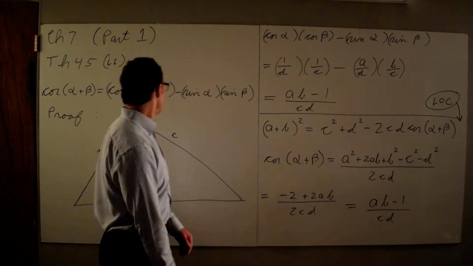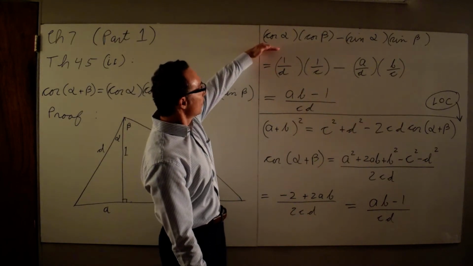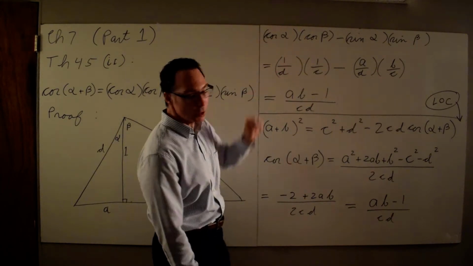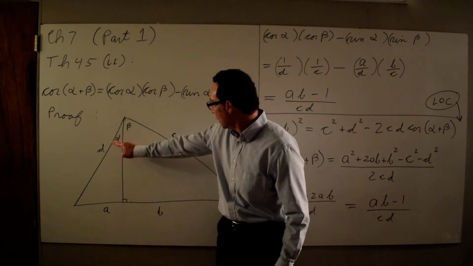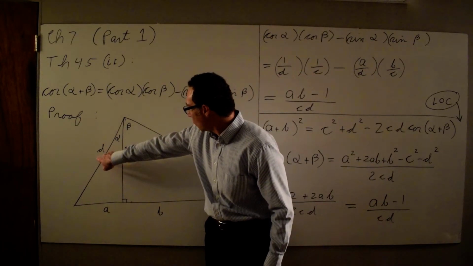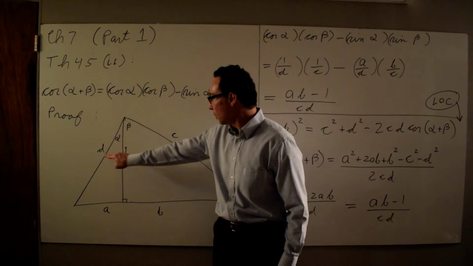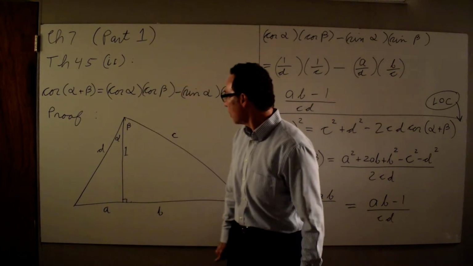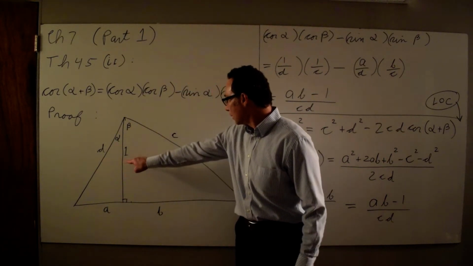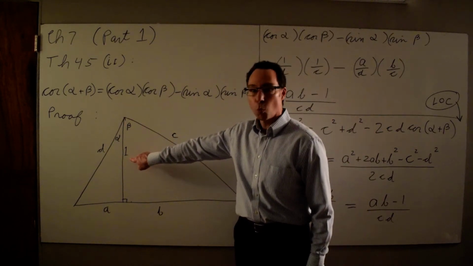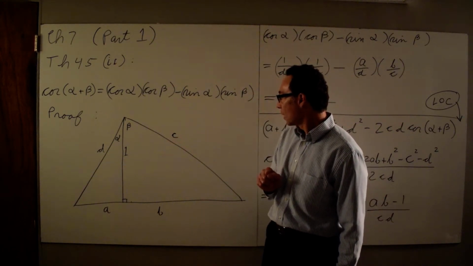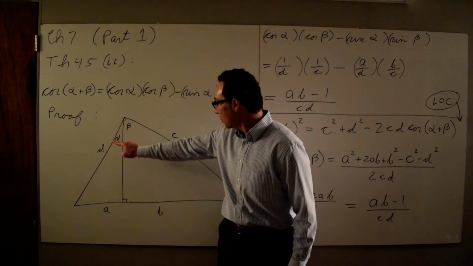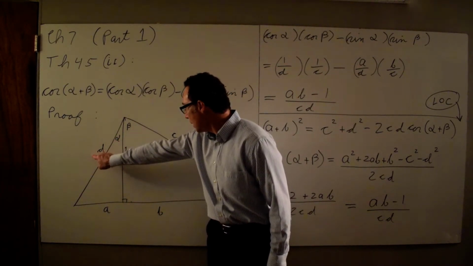To start with, we look at this part of it, and from our triangle, what is cosine of alpha? Cosine of alpha is adjacent over hypotenuse, so cosine of alpha is 1 divided by d. Then what is cosine of beta? Cosine of beta is adjacent over hypotenuse, so it's 1 divided by c. What is sine of alpha? Sine of alpha is opposite over hypotenuse, it's a divided by d.